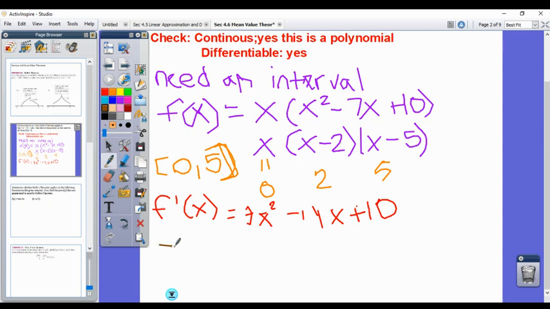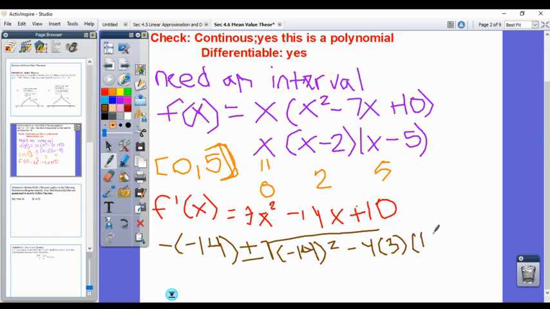Okay, so negative b plus or minus the square root of b squared minus 4AC, all divided by 2A.